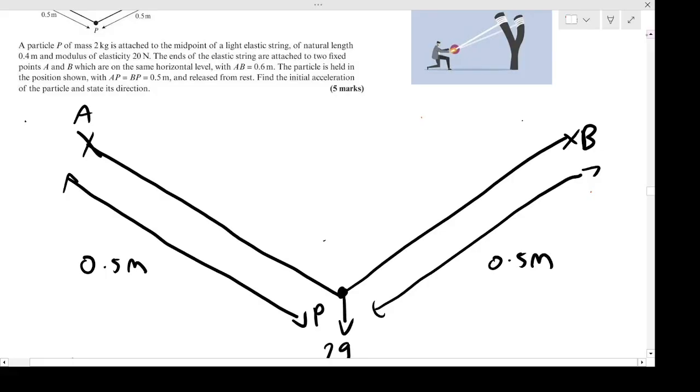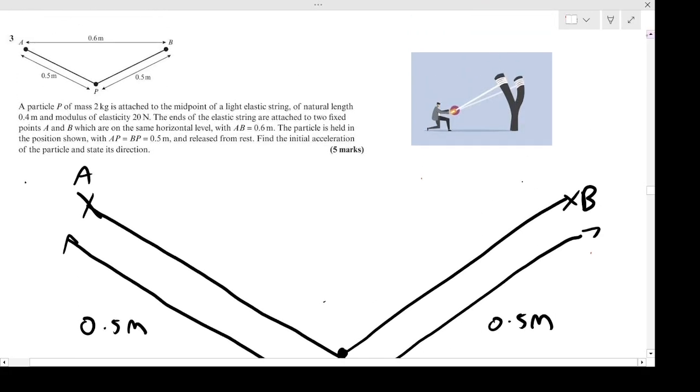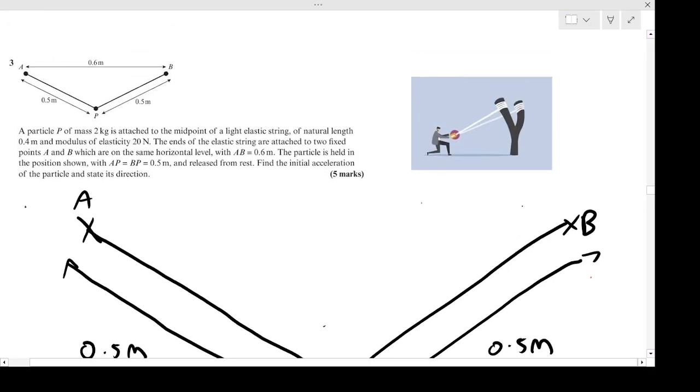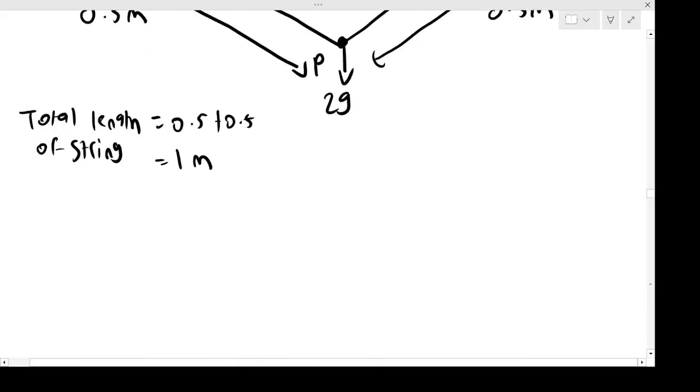Now, we need to confirm, is it a stretch or a compression? Well, you might assume it's a stretch, but let's verify that. We're told the natural length of the string is 0.4, but as we worked out, the total length is now 1, so the string has gone from 0.4 to 1, so that means it's a stretch.